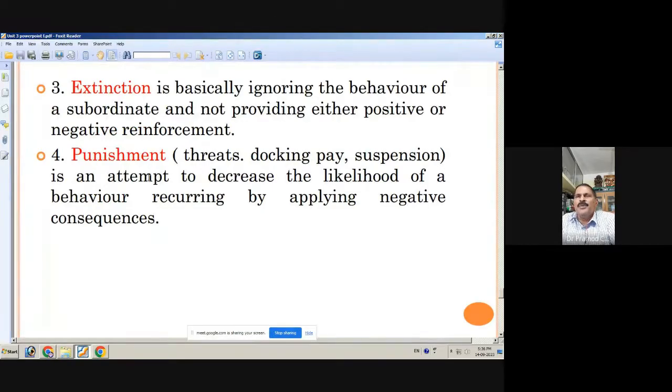Suppose there is every possibility of threats: if payment will be blocked, if suspension will be there, it will also create a threat among the members who are working. And sometimes the negative consequences will help us to do better, so we can attempt to do something. It may decrease, but the behavior will also become stable after some days.